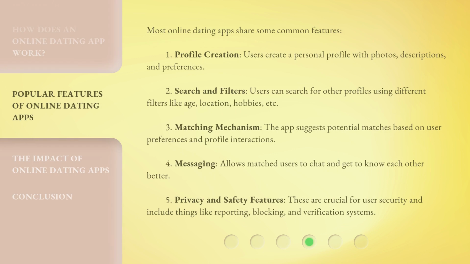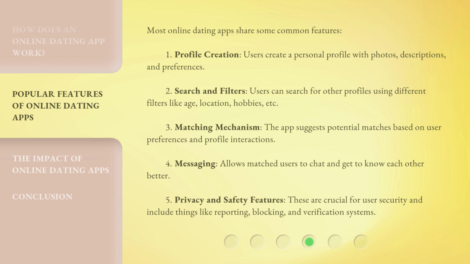Most online dating apps share some common features. 1. Profile creation. Users create a personal profile with photos, descriptions, and preferences. 2. Search and filters. Users can search for other profiles using different filters like age, location, hobbies, etc. 3. Matching mechanism. The app suggests potential matches based on user preferences and profile interactions. 4. Messaging. Allows matched users to chat and get to know each other better.